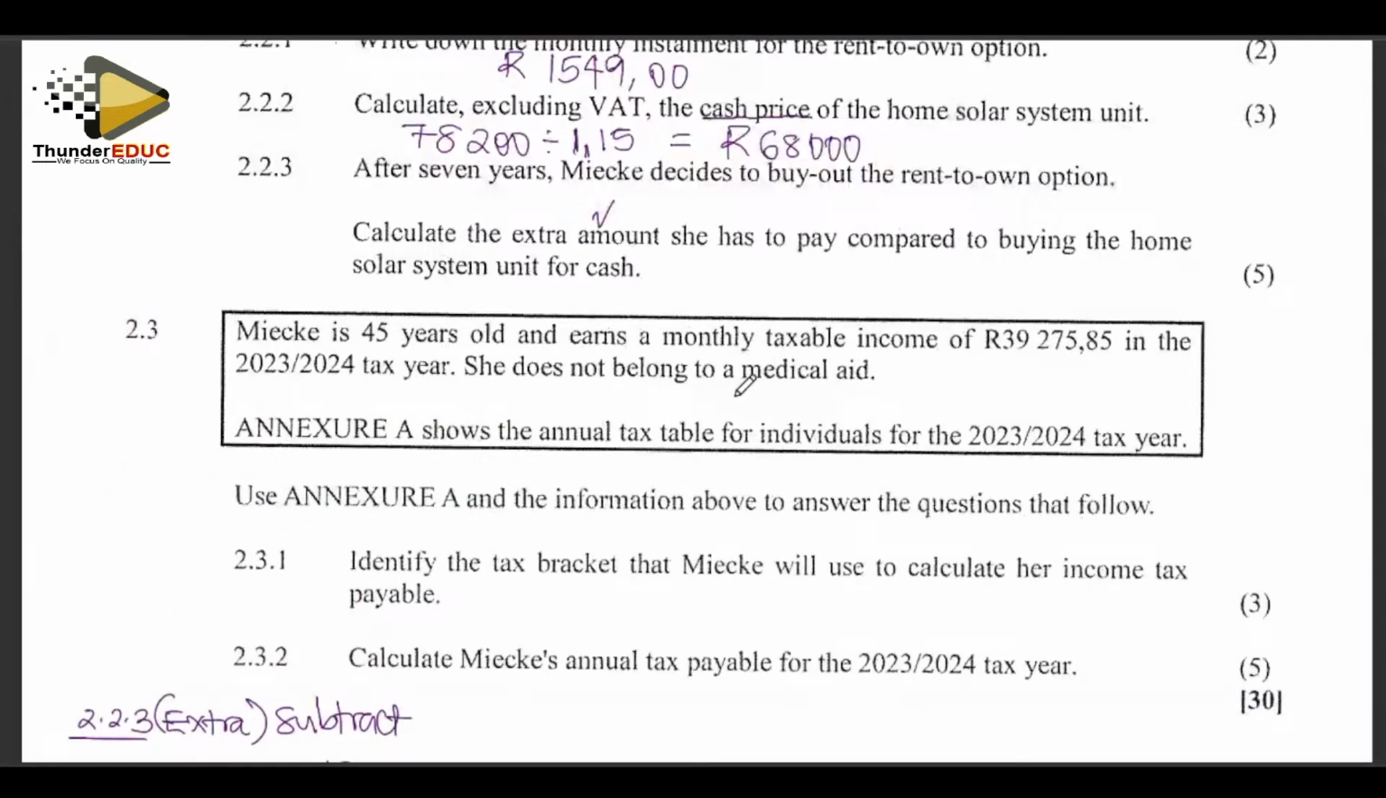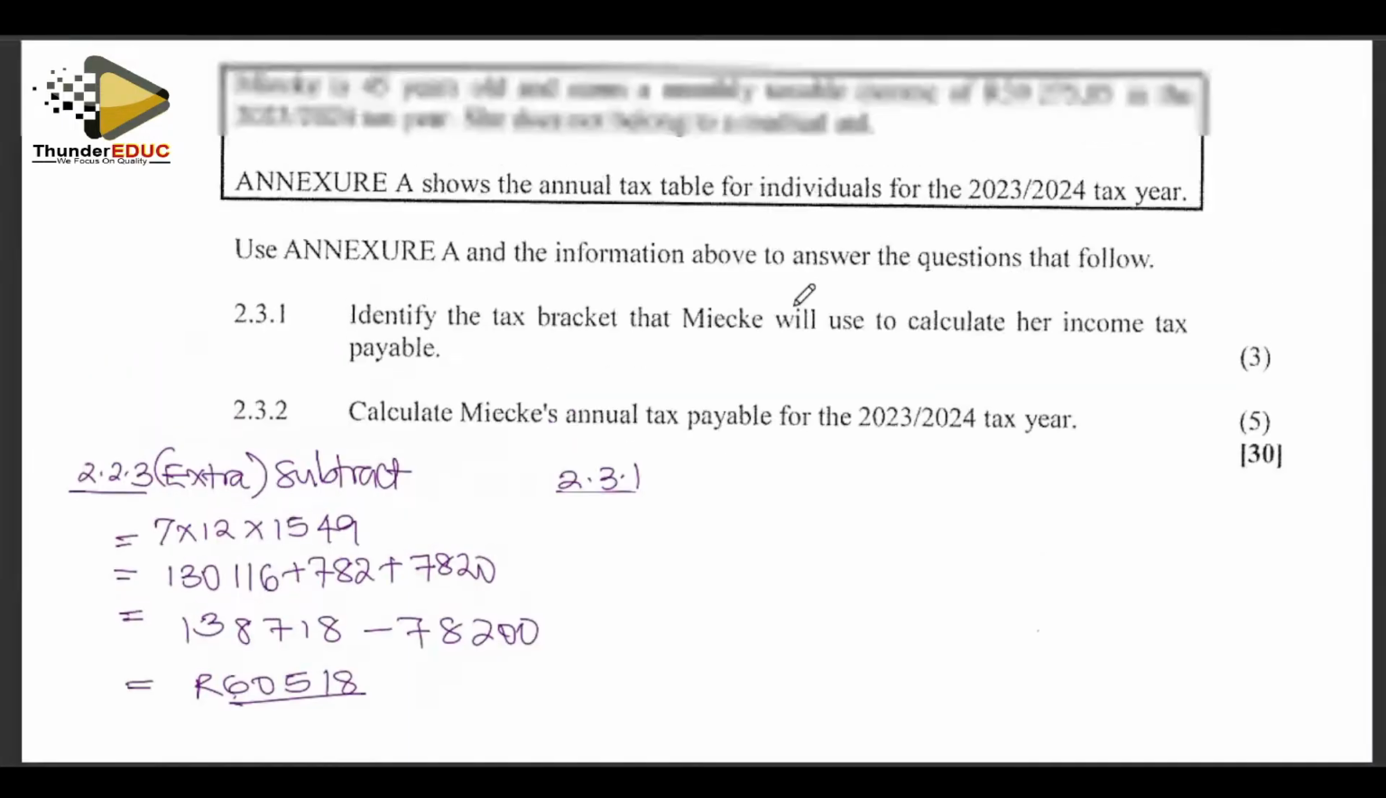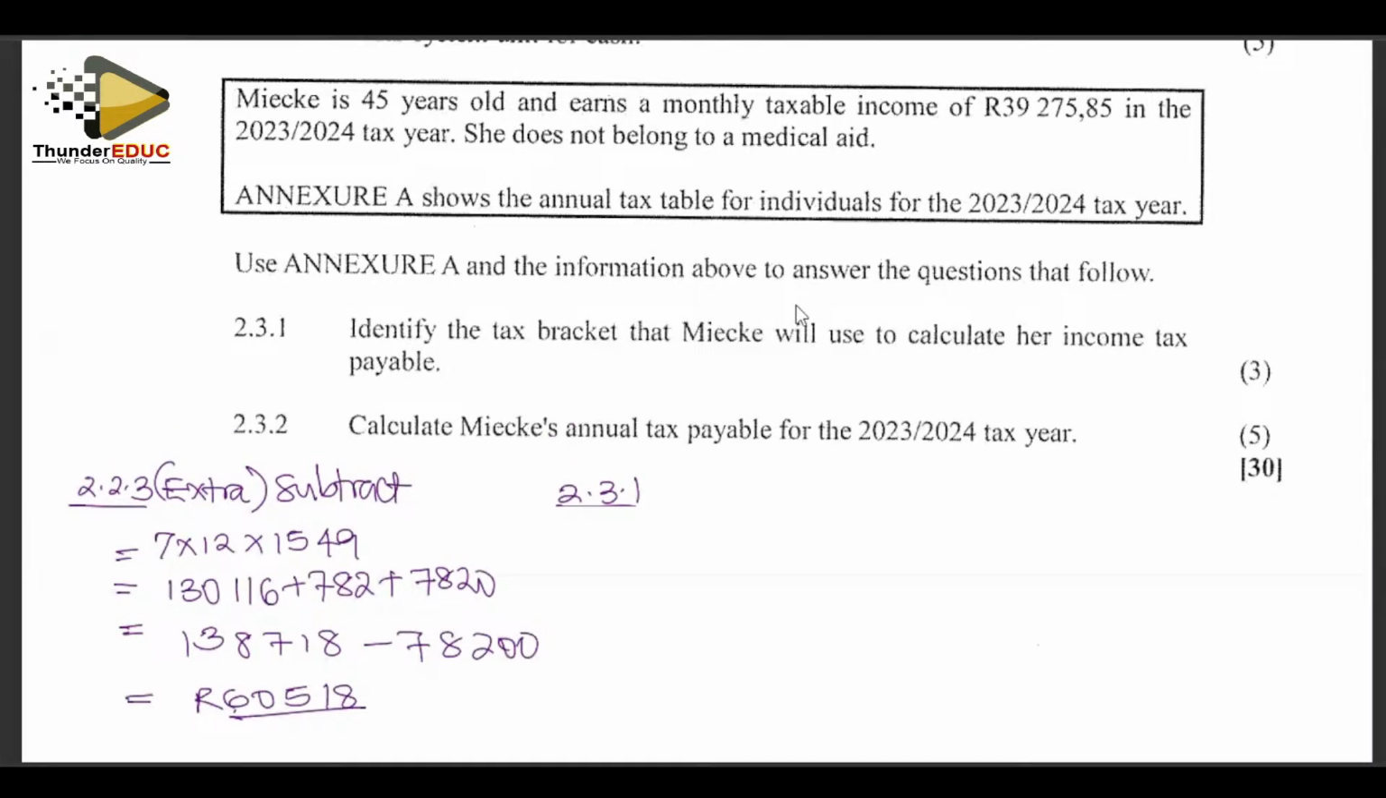Let's look at question number 2.3.1. It tells us to use an extra A. But before we go there, let's see. Mark is 45 years of age. He earns a monthly, already this is taxable, so you don't need to look for taxable income. Monthly taxable income in the 2023, 2024 tax year. She does not belong to any medical aid, so we shall not look for the medical tax credits.